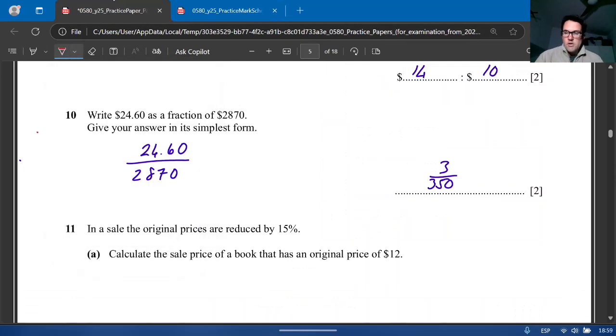You're not going to waste your time trying to simplify this. But they said if you did simplify it, but not fully, you can get another one. I guess like $12.30 over 1,435. I just halved it now. You get 1 mark for that, for simplifying. But don't, use your calculator.